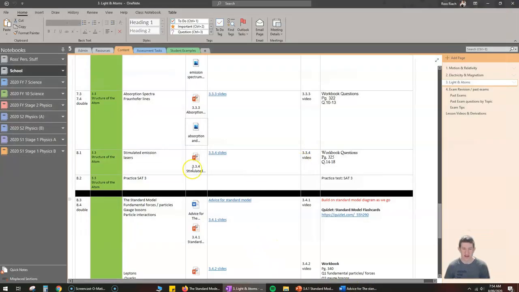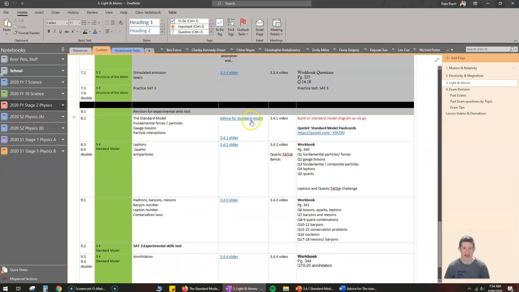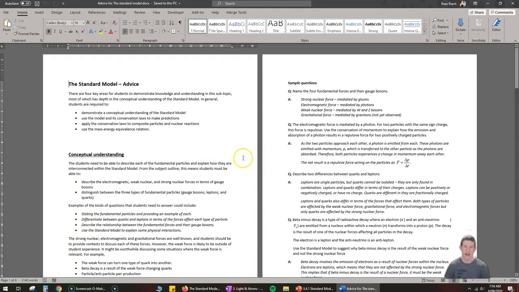The next thing is there is a document, if I go to our class, there's this link here for advice for the standard model. So that's just a Word document here. This is something that SACE released, as the standard model was new; two years ago was the first year that they introduced this standard model, because it's considered like new physics, so they thought they'd add it. This is a great document to have a read through, both at the start and then the finish of the standard model topic, because it kind of summarizes what you're actually expected to know.